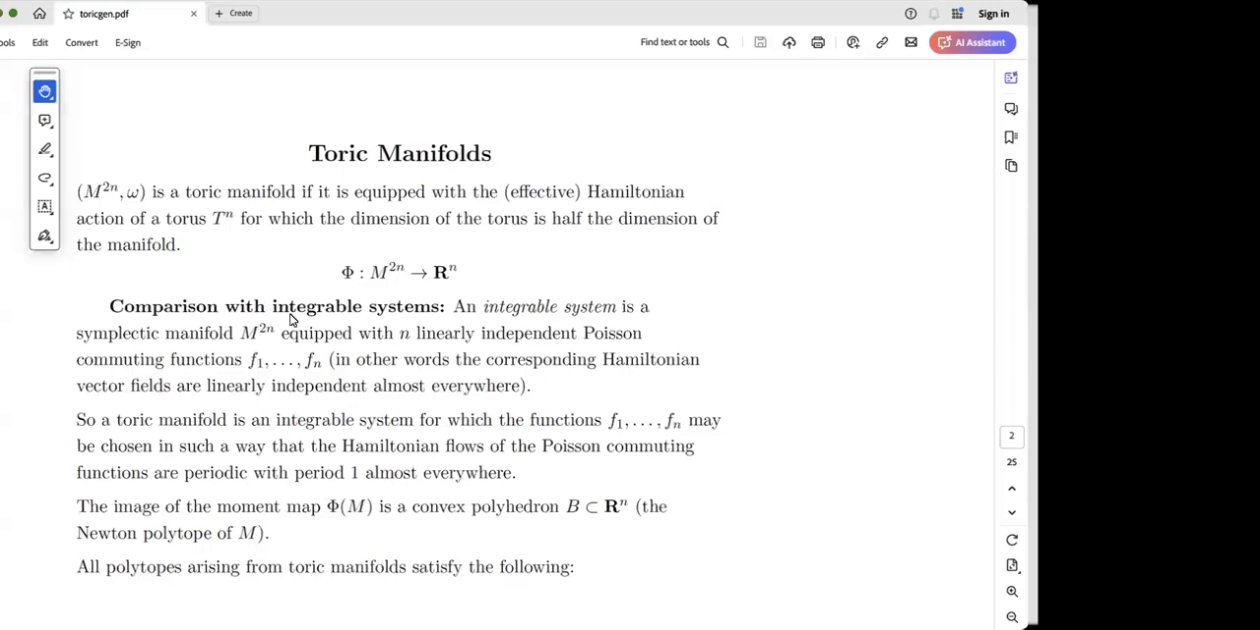So there is some comparison with integrable systems. An integrable system is a symplectic manifold equipped with n linearly independent Poisson commuting functions, meaning their Hamiltonian vector fields are linearly independent almost everywhere. So a toric manifold is an integrable system for which the functions may be chosen in such a way that the Hamiltonian flows of the Poisson commuting functions are periodic with period 1 almost everywhere. The image of the moment map is a convex polyhedron, which I'll denote by B. This is the Newton polyhedron of M.